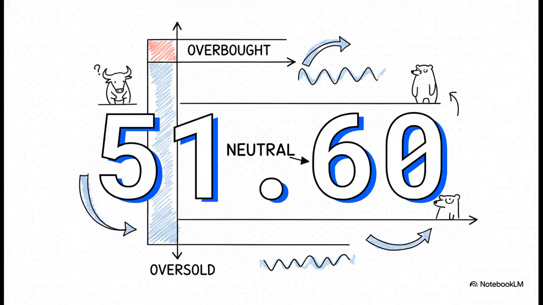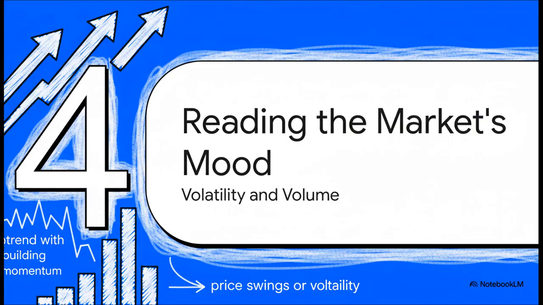Another key momentum gauge is the RSI, the Relative Strength Index. This one runs on a simple scale from 0 to 100. Readings over 70 can suggest a stock is overbought, and under 30, it might be oversold. ANET's RSI is 51.60. That's right in the middle, totally neutral. It's telling us that, yeah, momentum is picking up, but the stock isn't in some kind of extreme territory, at least not yet.